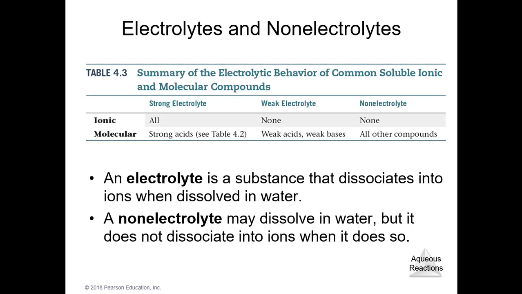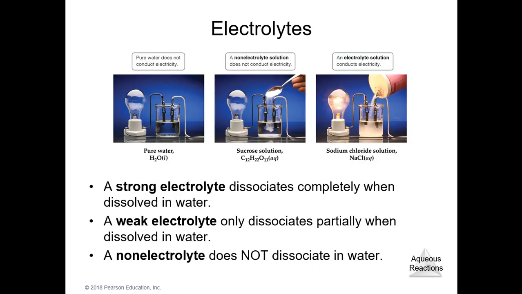Then we classify solutions into three types: strong electrolytes, weak electrolytes, and non-electrolytes. Strong electrolytes are anything that completely dissociates in water. Examples are ionic compounds and all strong acids. They readily dissociate in water and conduct electricity. Non-electrolytes will not dissociate in water; they are all molecular or covalent compounds.